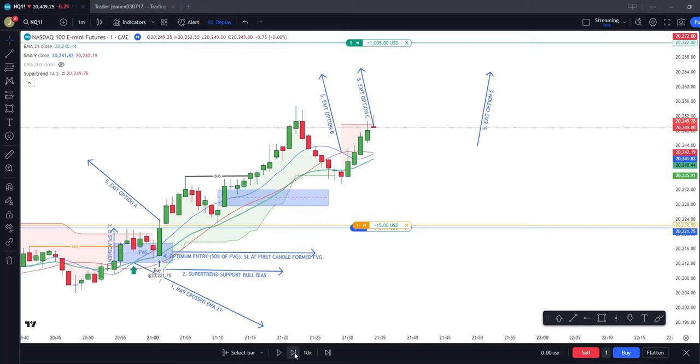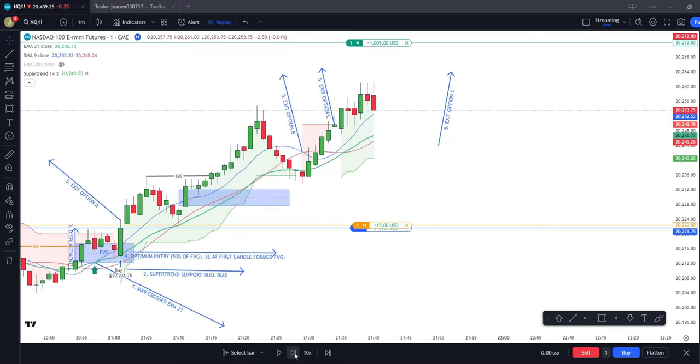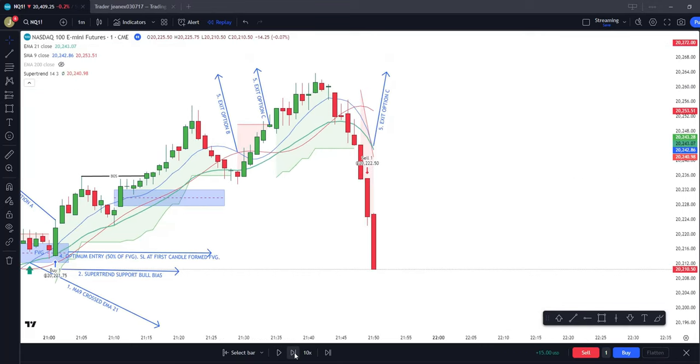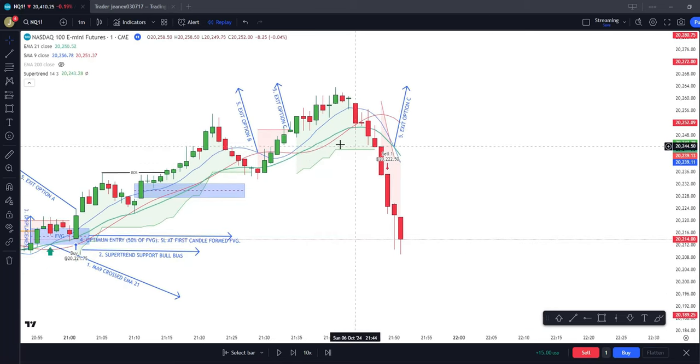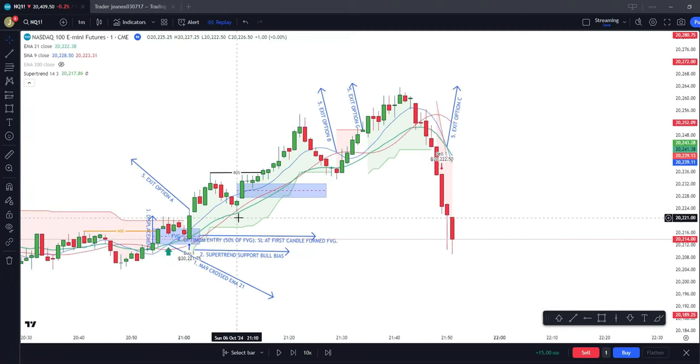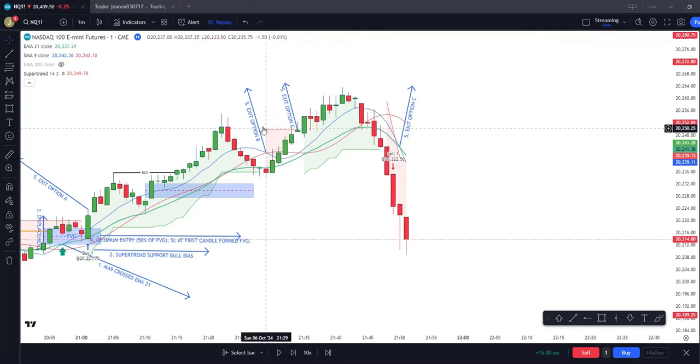Then, of course, you see the exit C: once the moving average 9 crossed the EMA 21, definitely exit. But that's why I'm really advocating that you should exit on either the 1:2, that's the best, and then the second best is option B. Once this blue line crosses the red line, you don't need to wait for this one, because if you wait for that, there will be a move like this.